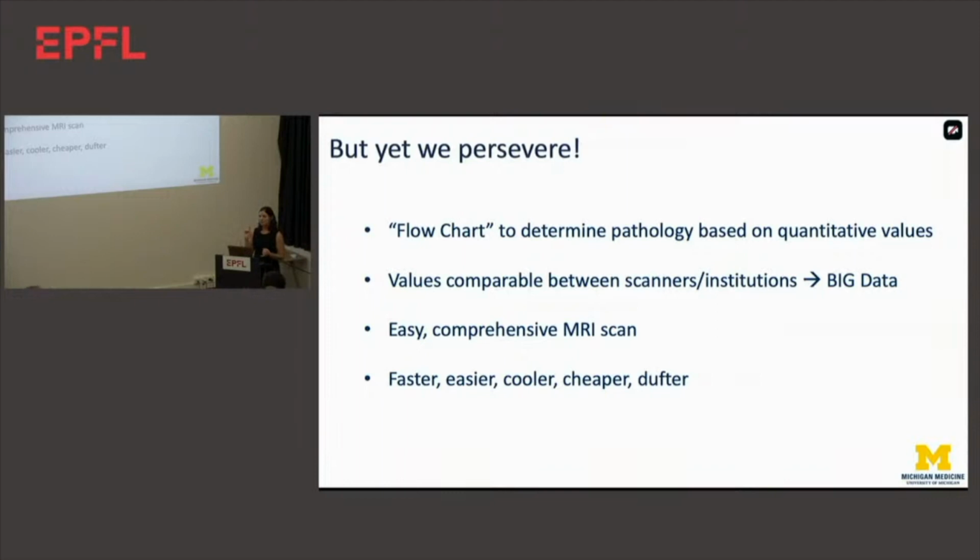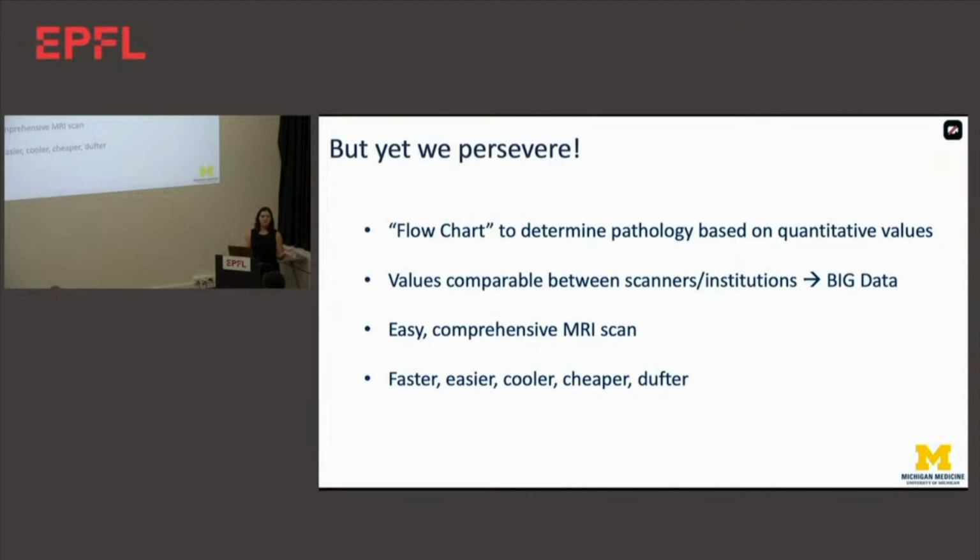We could easily make a flow chart where we could say we've measured these different values and that means you have this disease. We could make measurements in all different scanners all around the world and pool them together, and we'd have so much info that we could use to maybe tease apart some of these subtle differences in measurements. This could potentially be a super easy, comprehensive scan. It's so cool, we just can't let it go, I think.